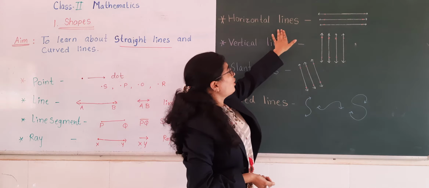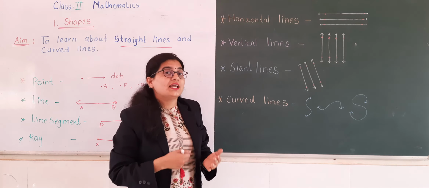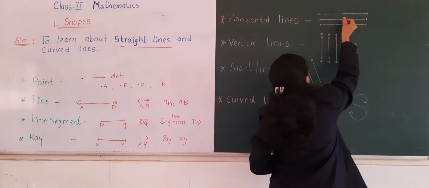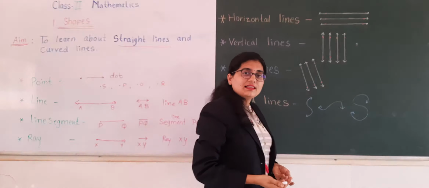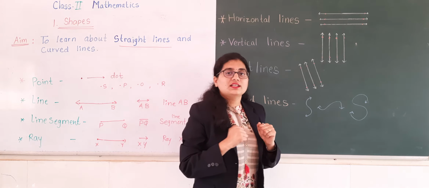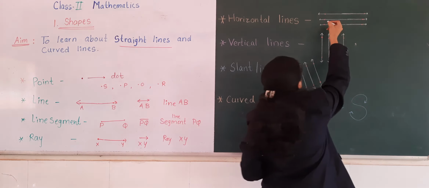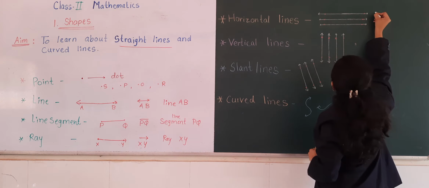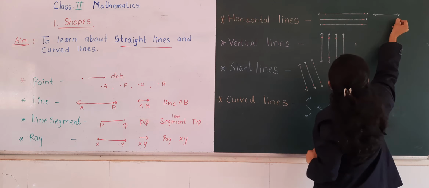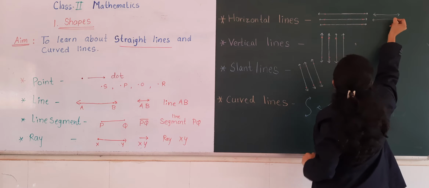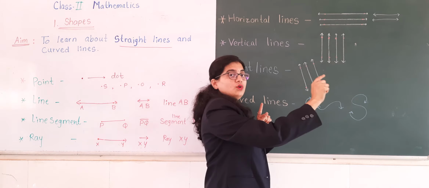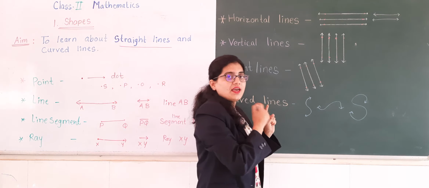What is meant by horizontal lines? Can you tell me? Yes, very good. The sleeping lines are called horizontal lines. We can draw this line from right to left or from left to right.